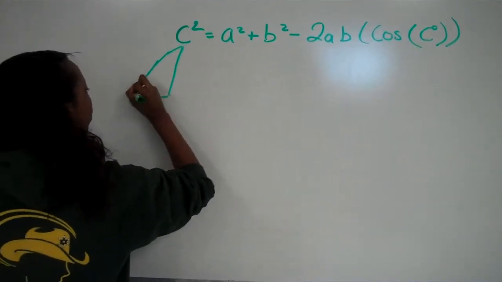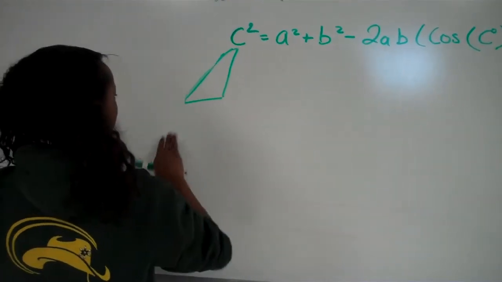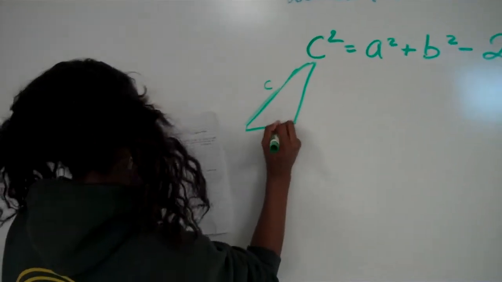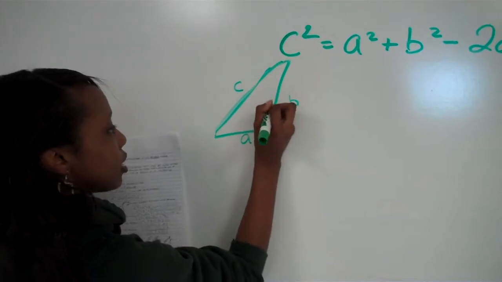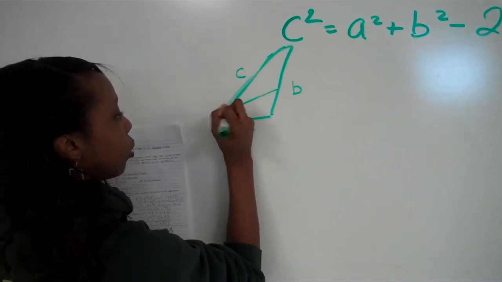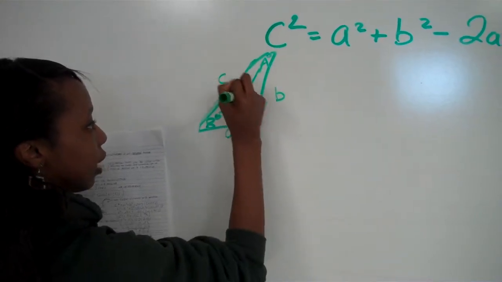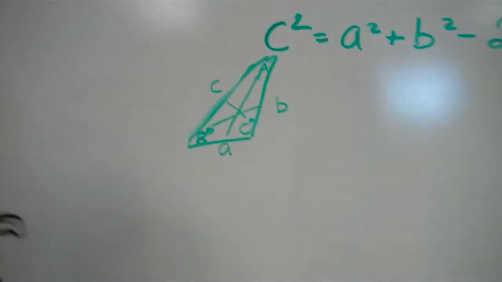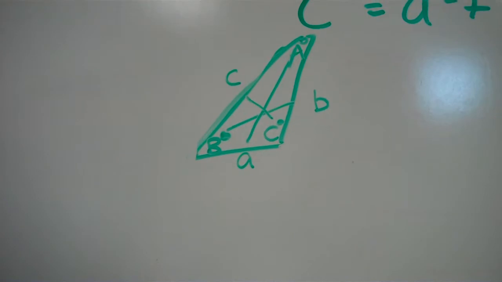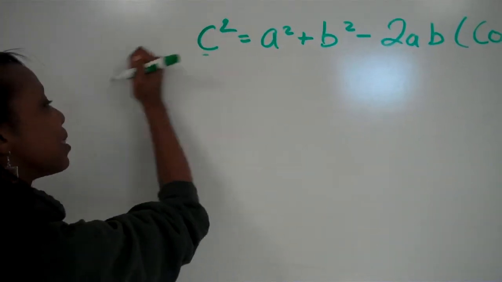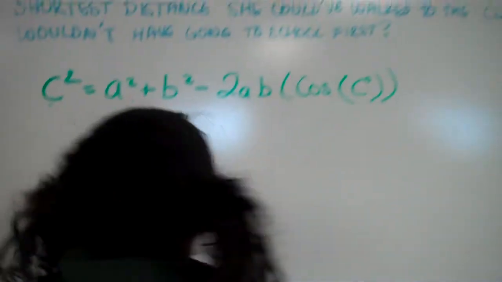So let's use this triangle for example. If this is side C, this is side A, this is side B, then this angle has to be angle B, this angle has to be angle A, this angle has to be angle C. Basically, that's how it works out. Okay, so let's jump into the problem.